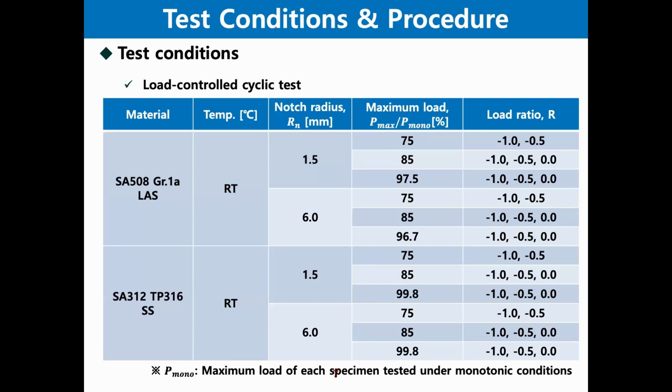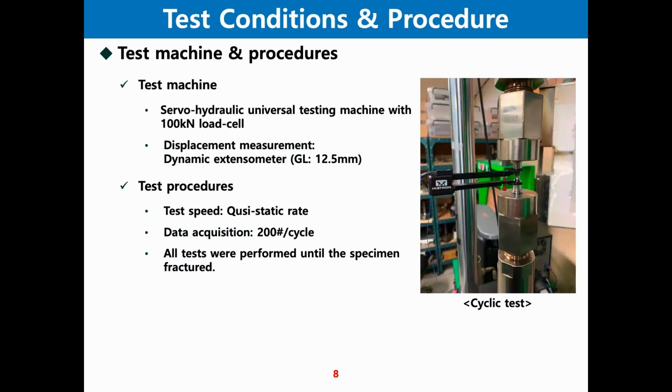Here, P monotonic means the maximum load of each specimen tested under monotonic conditions. The test machine was a servo-hydraulic universal testing machine with a 100 kilonewton load cell, and a dynamic extensometer with a gauge length of 12.5 millimeters measured displacement. The test speed was a quasi-static rate, and for data acquisition we collected 200 data points per cycle, and all tests were performed until the specimen fractured.